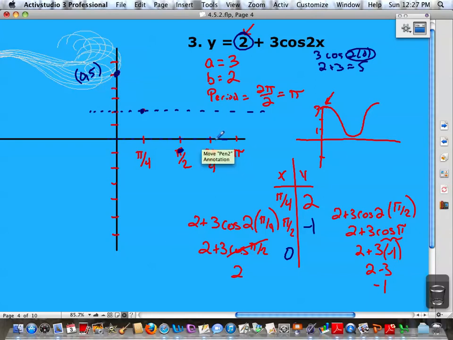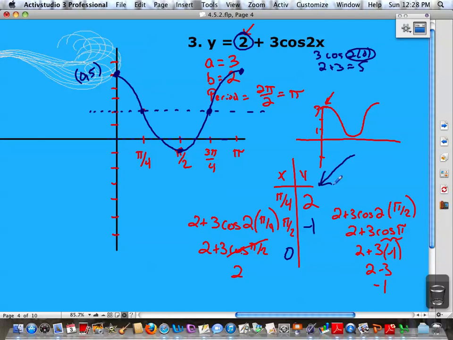So where do you think we'll be at 3 pi over 4? At 3 pi over 4, we're going to be back at what we're now considering our 0 line, our middle line. And when I get to pi, I'm going to be back up here at that high point. We're kind of crossing up all of our stuff here, but this is where the graph is going.